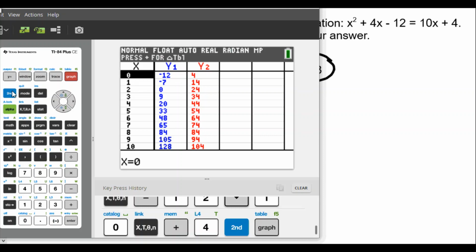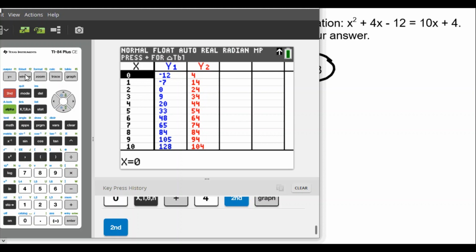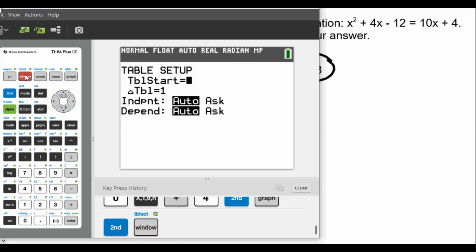Let's now go to table set. In table set, we can set up how we want our table to come out. Right now, we'll start at x equals 0, and go up by 1 every single time. That triangle is delta table, meaning how we change the table.